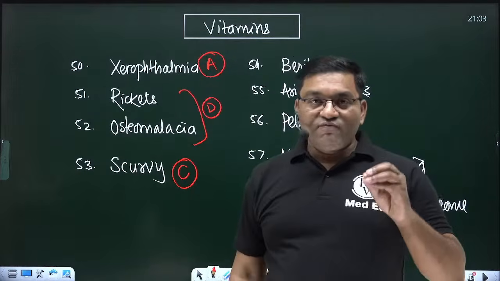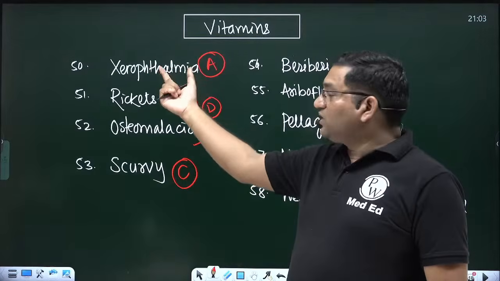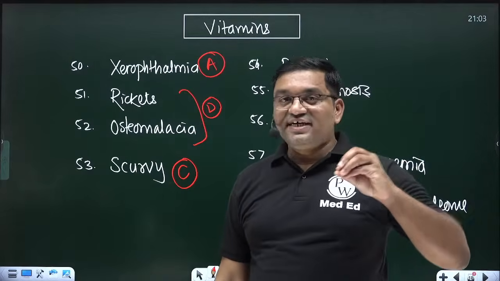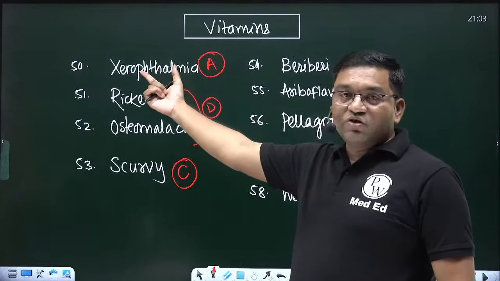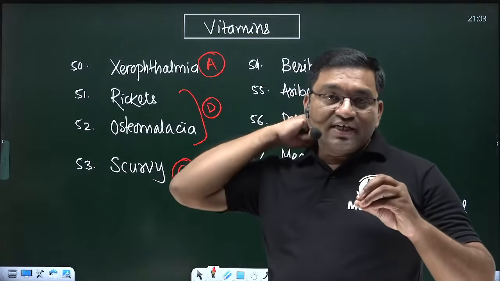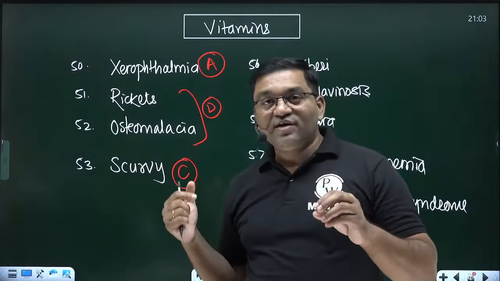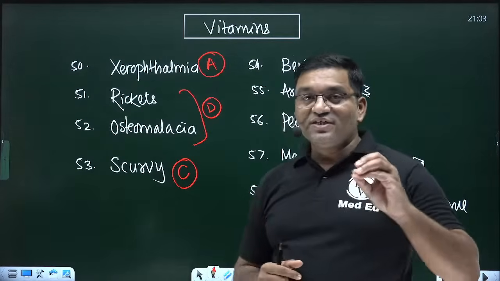Retinal is the form required for vision. Rhodopsin contains 11-cis retinal. The retinal aldehyde form is important for vision. Retinoic acid is for growth and differentiation. Retinol is for the maintenance of epithelium and skin. Retinol and beta carotene are antioxidants.